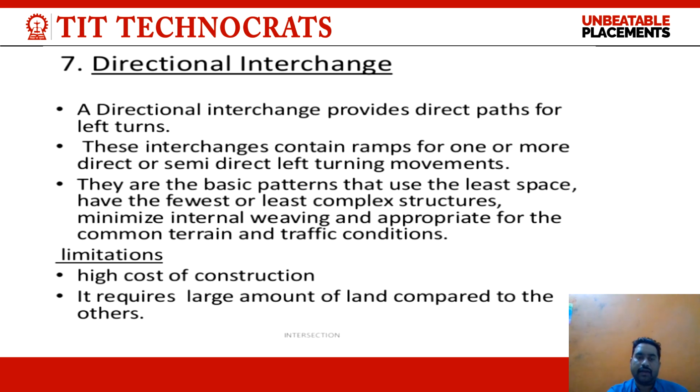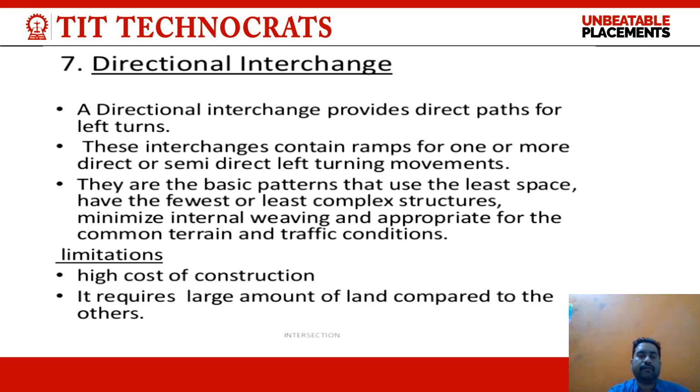Directional interchange. A directional interchange provides a direct path for left turns. These interchanges contain ramps for one or more direct or semi-direct left turning movements. They are the basic patterns that use the least space, have the fewest or least complex structures, minimize internal weaving, and are appropriate for the common terrain and traffic conditions.